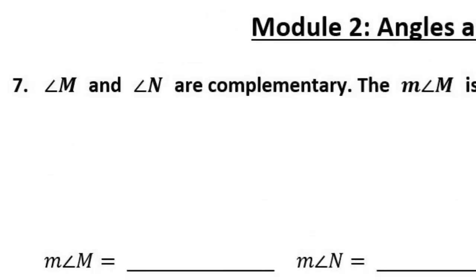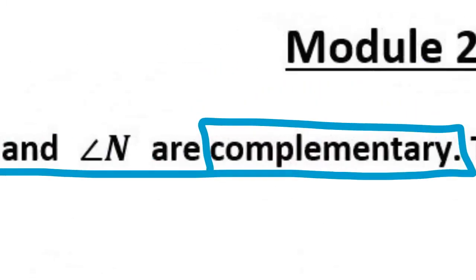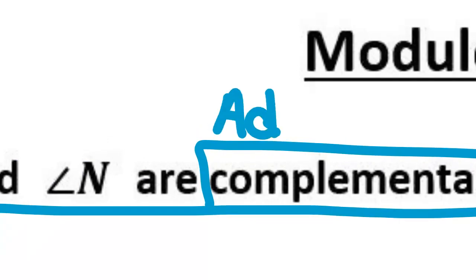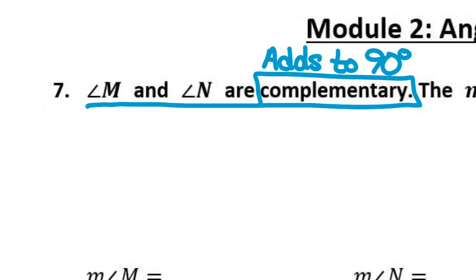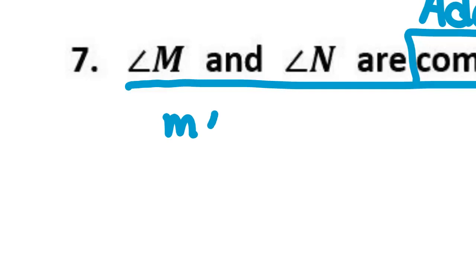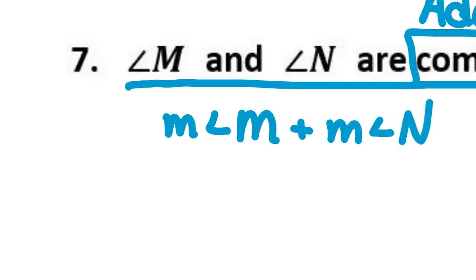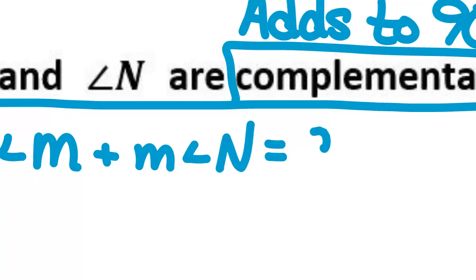First thing it tells me is that angles M and N are complementary, and complementary means adds to 90. If that's one of those vocab words that you struggle to remember, you know it means either 90 or 180 but can't remember which, that's something that should go on your cheat sheet. So I have the measurement of angle M plus the measurement of angle N is equal to 90 degrees.